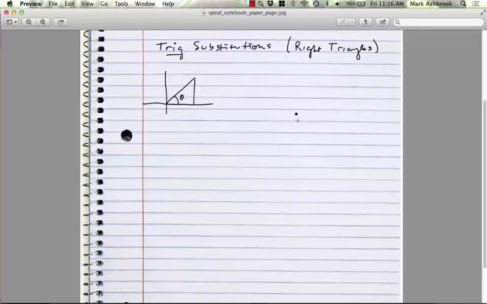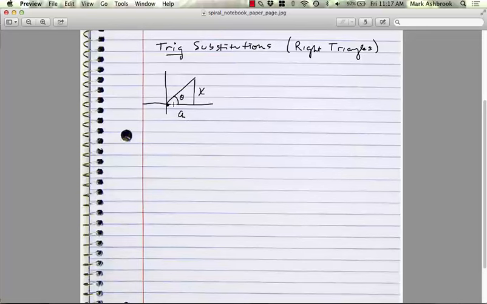So the x in the integral will be one side of the right triangle. For instance, let's just put it here. And then the other side of the right triangle could be some constant given in the problem, like 2 or 4 or 5 or 3. We'll call it a.